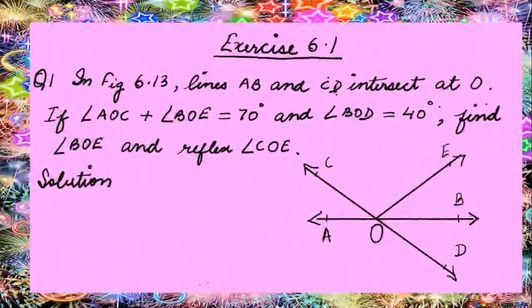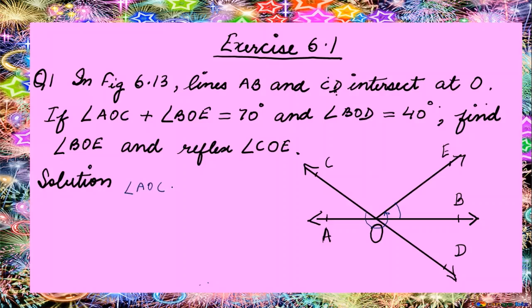Question number one is: in figure 6.13, lines AB and CD intersect at O. If angle AOC plus angle BOE is equal to 70 degrees and angle BOD equals 40 degrees, find angle BOE and reflex angle COE. We want to find out this angle BOE and reflex angle COE. So what is given?